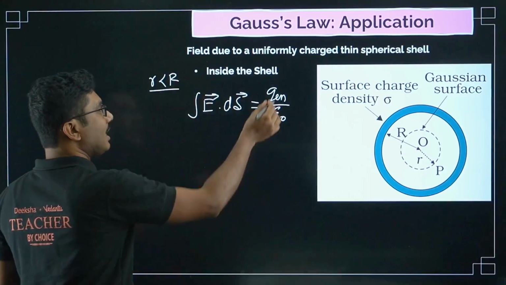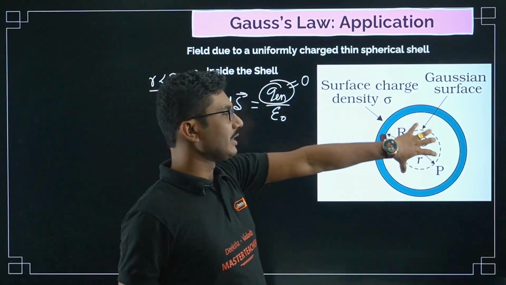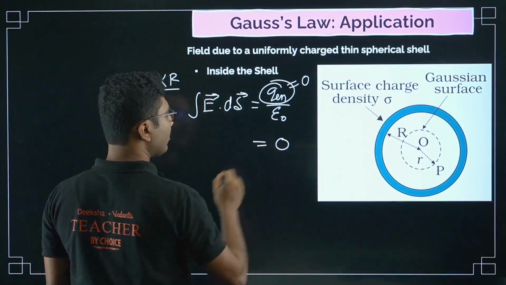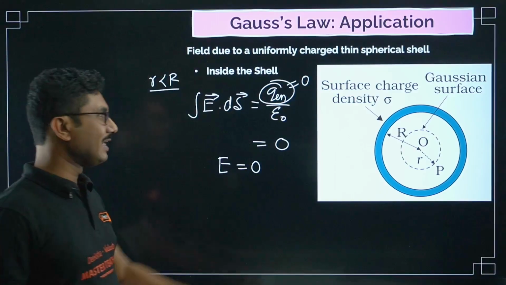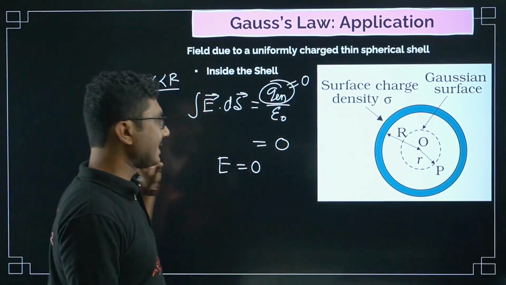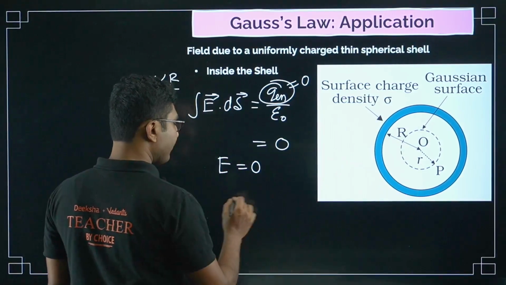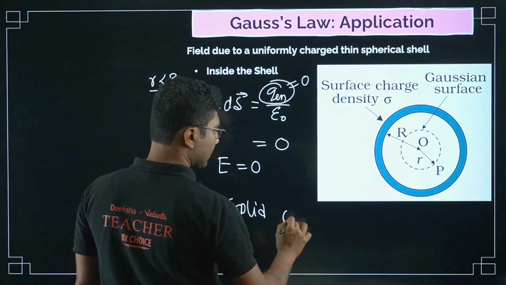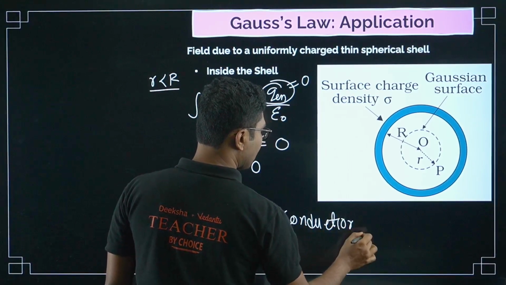So in this case the charge enclosed here is 0. No charge is present inside, so the electric field will be 0. So the electric field inside a spherical shell will be 0. And the same concept is applicable if it is a shell or even if it is a solid conductor as well. Why am I saying that it is valid for a solid conductor?